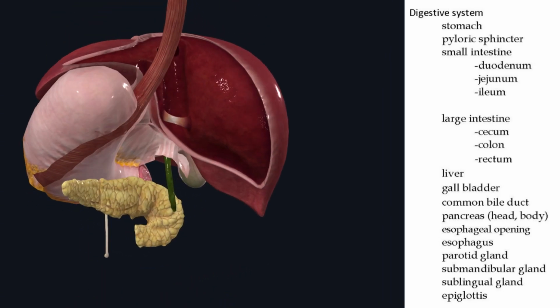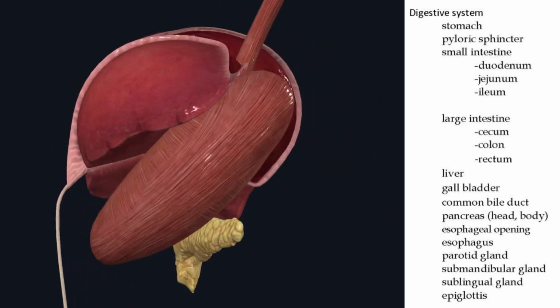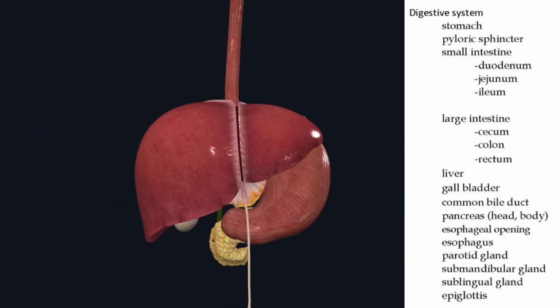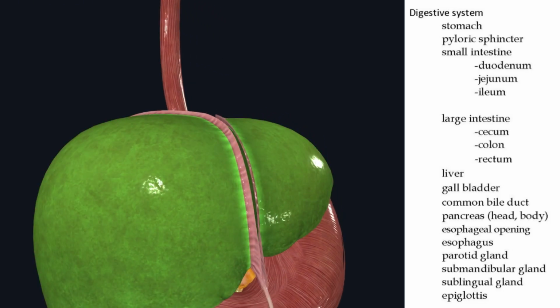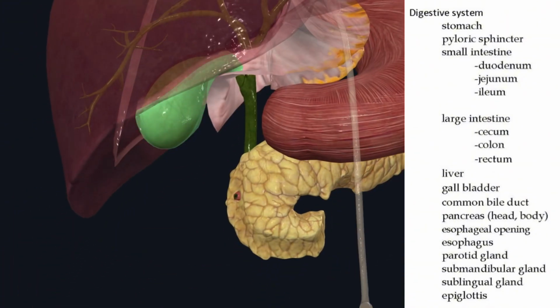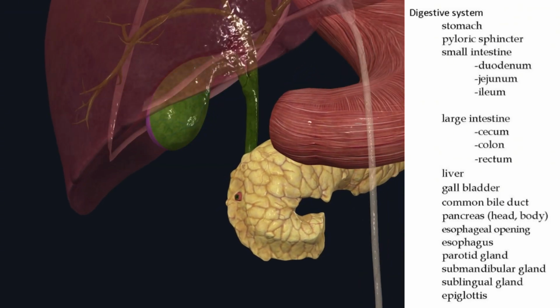And again, this is the stomach, right? Let me just hide this. This right here is your stomach. Now, this big thingy right here, that's your liver. Now, if we make the liver transparent, you can see your gallbladder. That right there is your gallbladder.